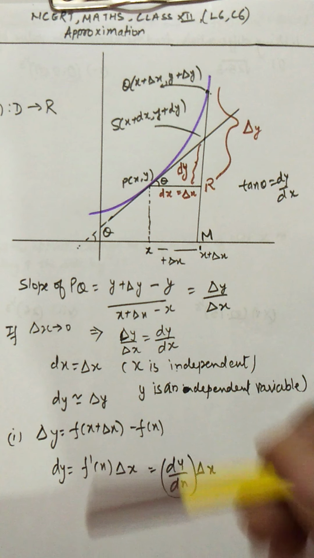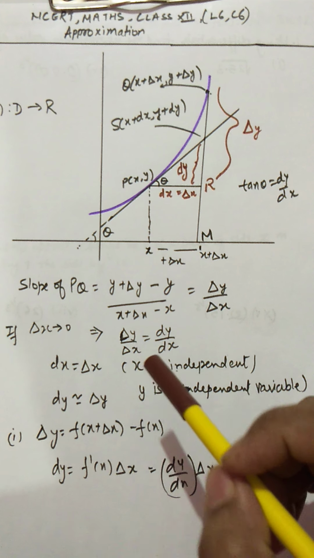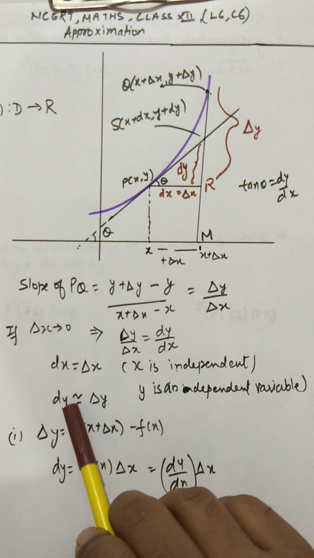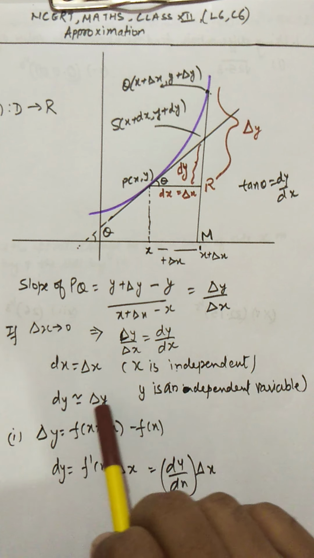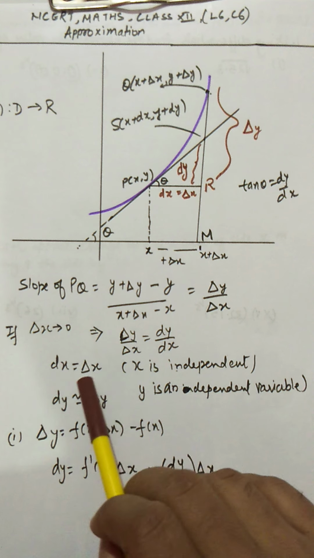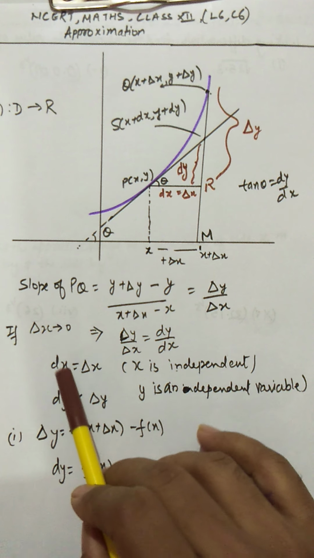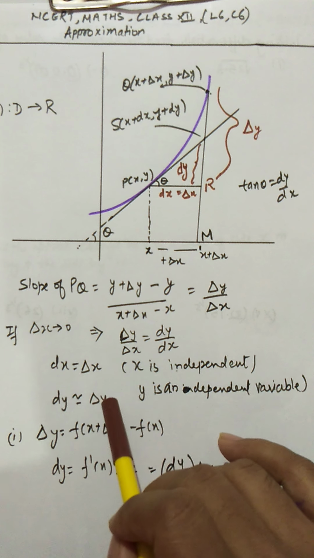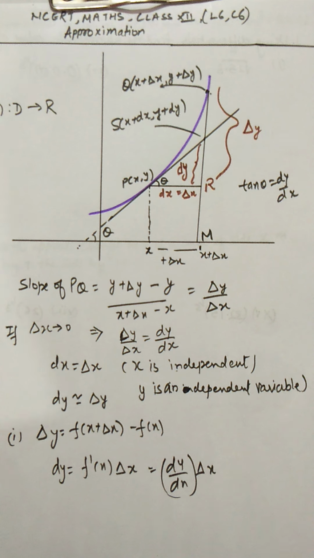So we may note that the differential of the dependent variable, this y is the dependent variable, is not equal to the increment of the variable. Increment of the variable means Δy, whereas the differential of the independent variable, independent means this is x, the independent variable, is equal to the increment of the variable.